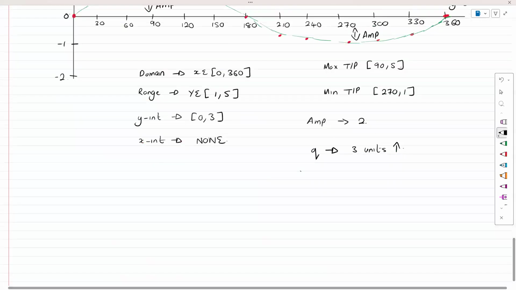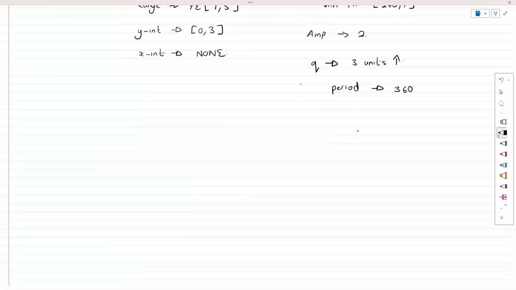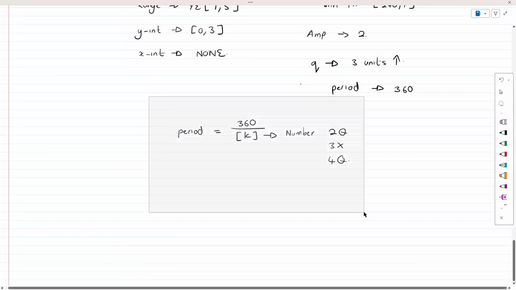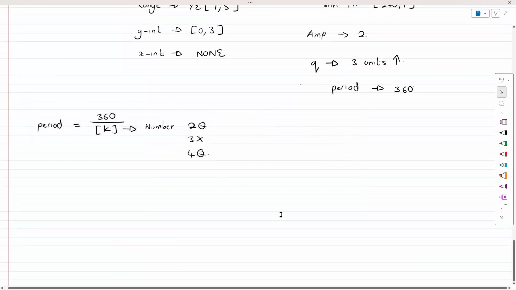The only thing that I would like you to know is the period is more of grade 11 work, but for now, the period is 360. Just to let you know, there's a formula for period that we can use, and the period is always equal to 360 divided by k. Now, this k value is the number that touches x, like 2 theta, 3x, 4. So this is just a shortcut that we can use. We'll get to it at a later stage.